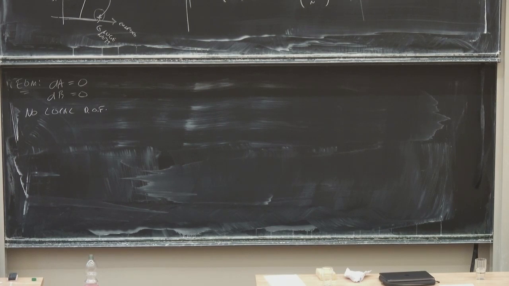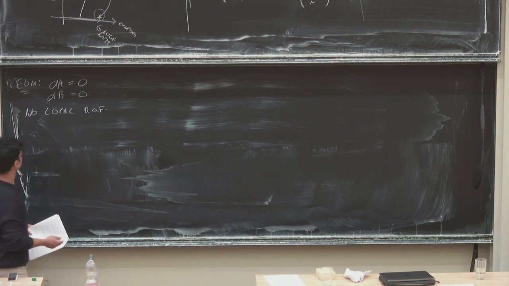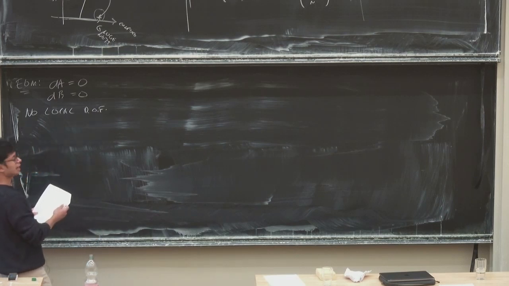I want to tell you about this parameter n for a second, because I wrote down an action, and normally when you write down an action, you can just put a coupling there and make it whatever you want. But that's not the case here. In this case, n is an integer. And I want to explain to you why n is an integer.